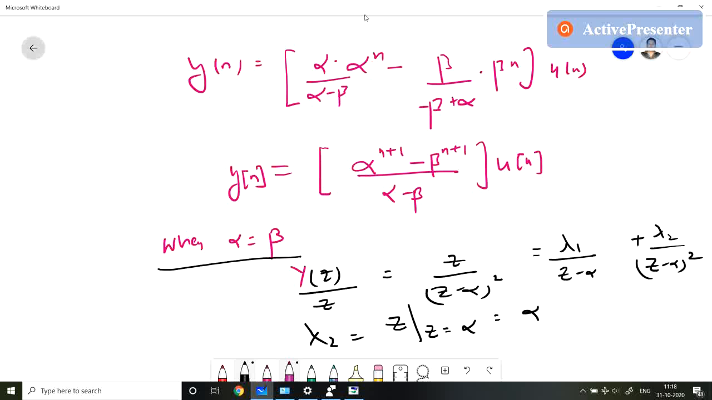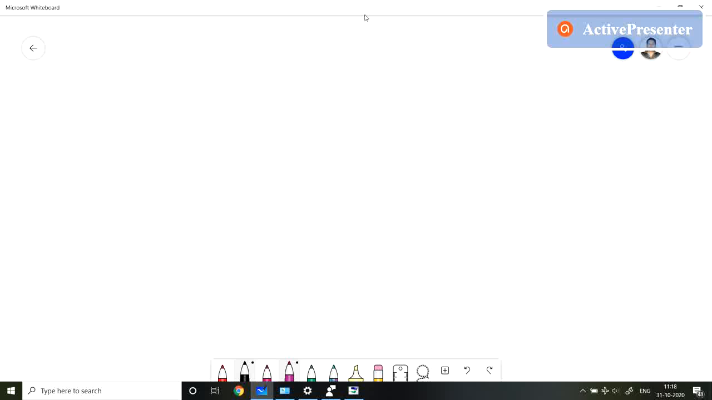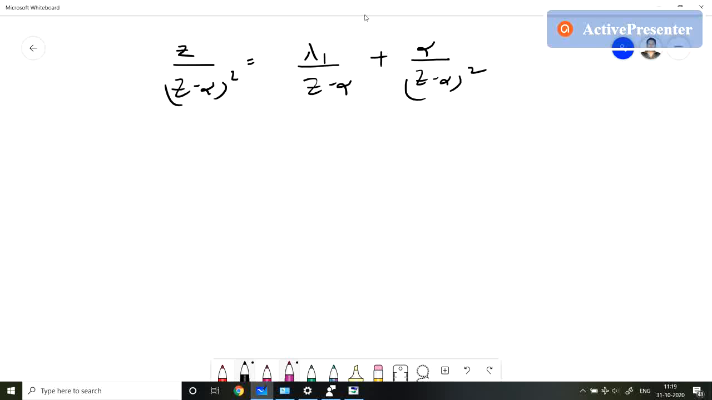Then Y(z) divided by z we can write as z divided by (z minus alpha) square, and that is equal to lambda 1 divided by z minus alpha plus alpha divided by (z minus alpha) square. Now what we can do is set z equal to 0.